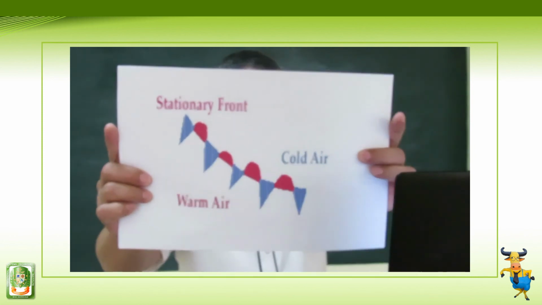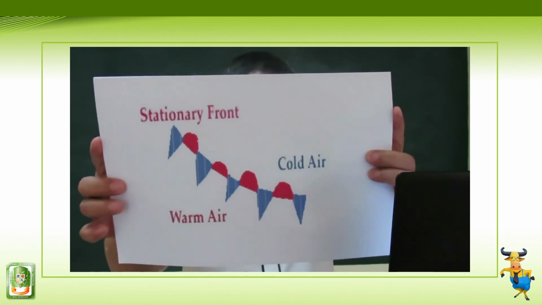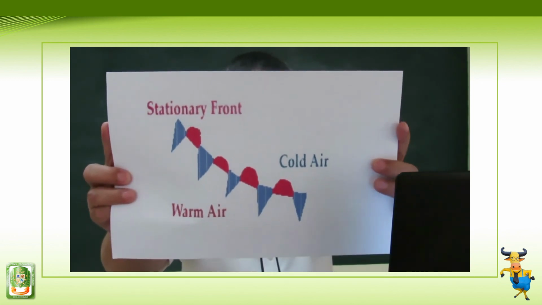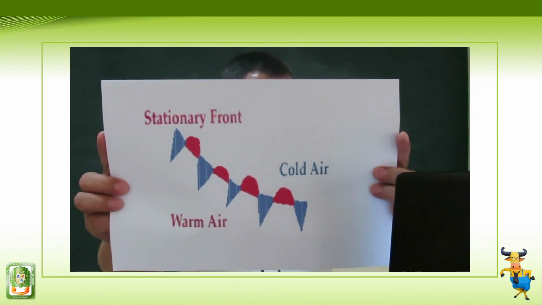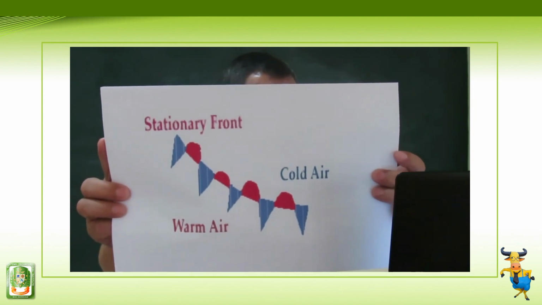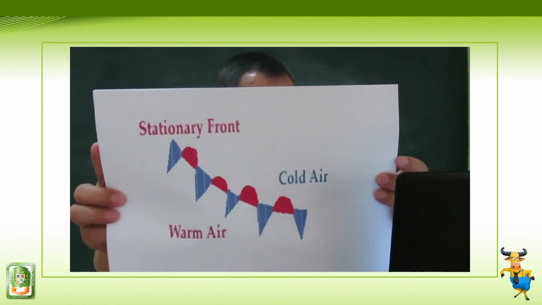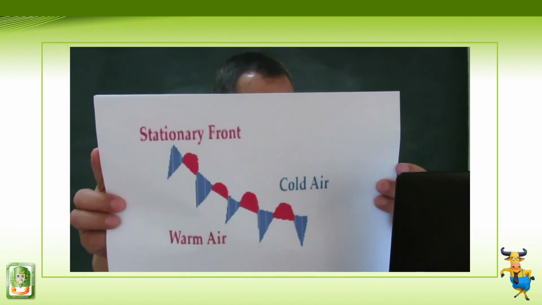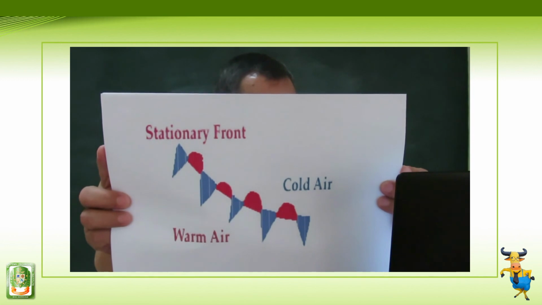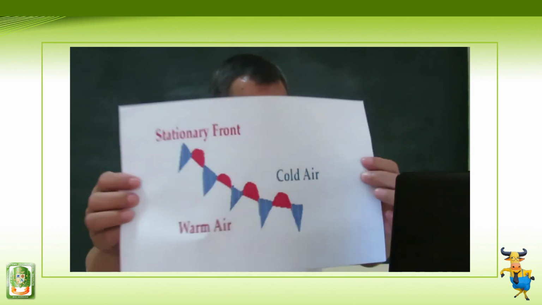Stationary front, a front that is not moving. When a warm or cold front stops moving, it becomes a stationary front. Once this boundary resumes its forward motion, it once again becomes a warm front or cold front. A stationary front is represented by alternating blue and red lines with blue triangles pointing toward the warmer air and red semicircles pointing towards the colder air.